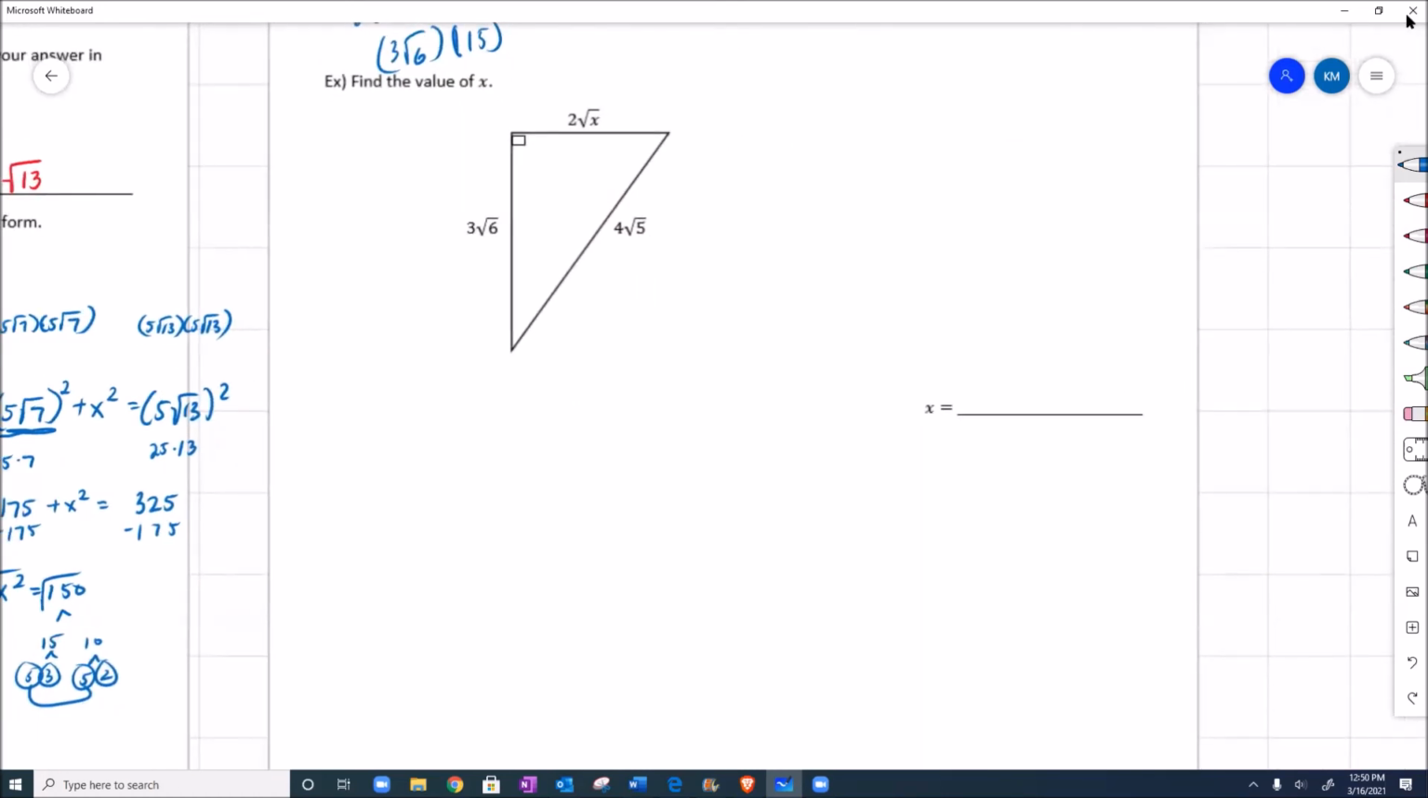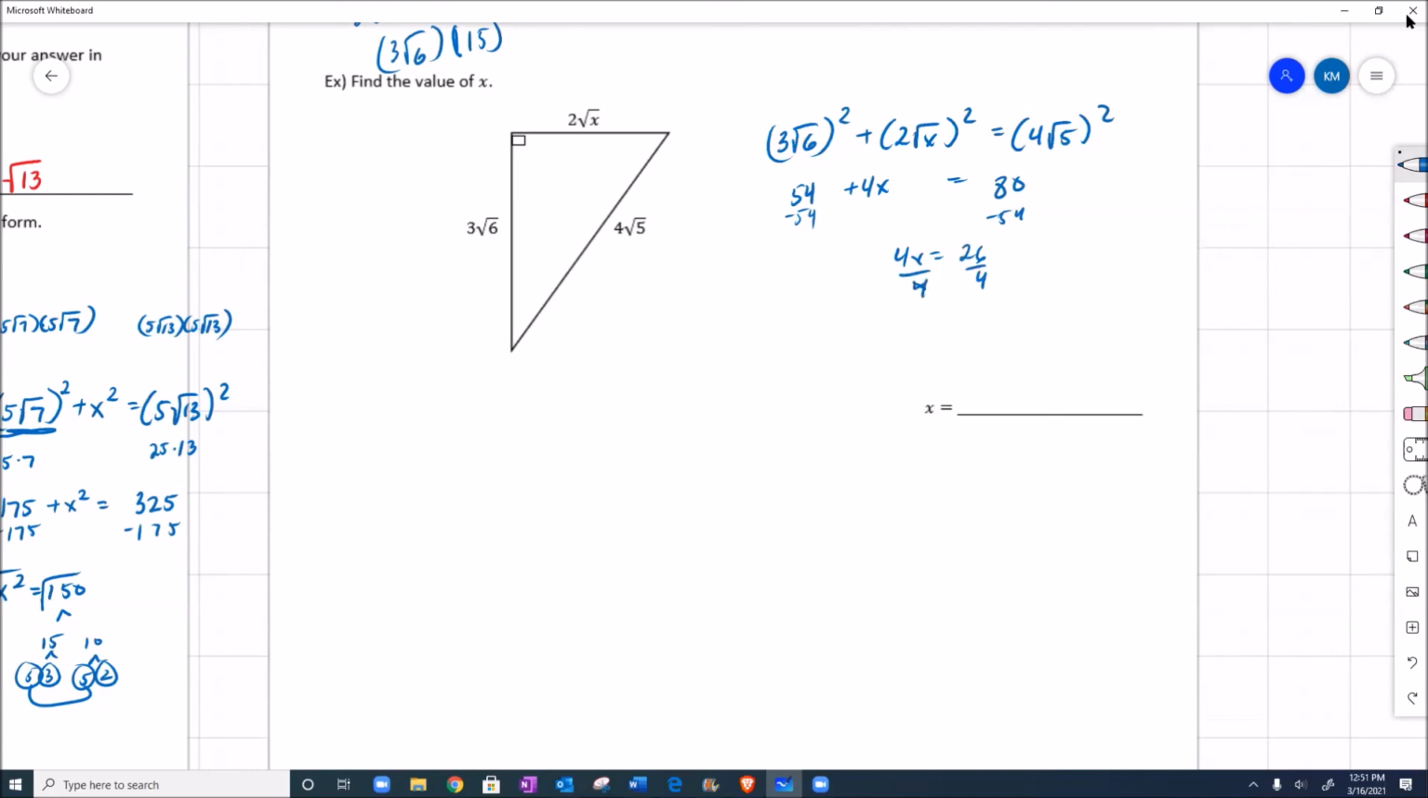Final question here, trying to solve for x. We'll set up our Pythagorean theorem: 3 radical 6 squared plus 2 radical x squared should equal 4 radical 5 squared. As we go through and solve it, square each of these. 9 times 6 gives us 54. That will give us 4 times x. And that will give us 16 times 5, 80. Subtracting 54 from both sides, we get 4x equals 26. Divide both sides by 4.